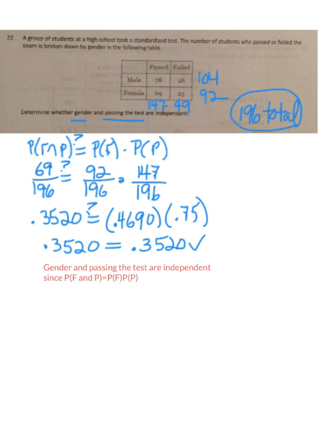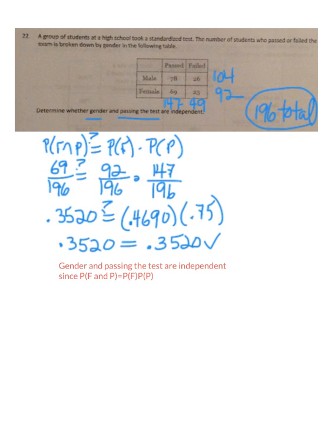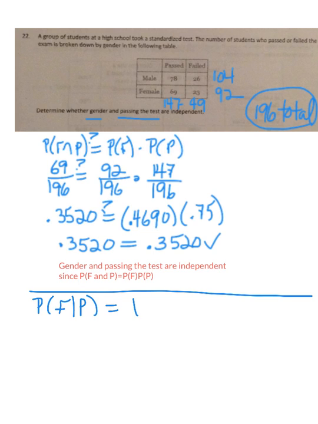Now, if you don't like that way, let's try another way. So remember the other rule, and perhaps you would like this way better. So the other rule would be the probability of female given that they pass the test equals the probability of female. Okay, so let's look at this left-hand side. So the probability of female given that they pass the test. So what I'm doing is I'm looking at just the kids that passed the test first. So that's 147 of them. And of those 147, 69 are female.